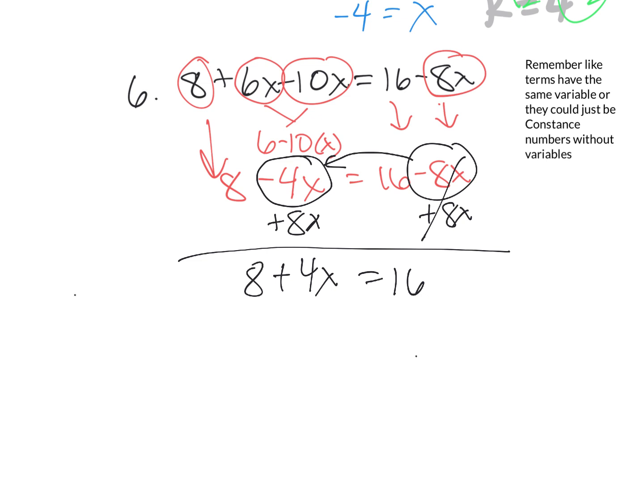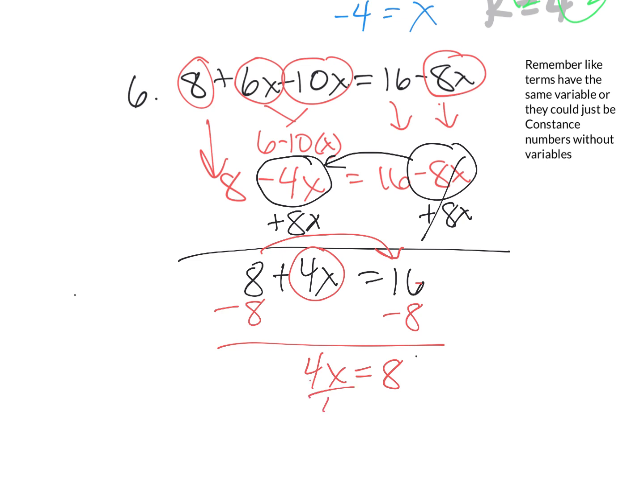Okay. Now I finally have the variable by itself. So I want to move this over. So I want to subtract 8. So I have 4x equals 8, positive 16 and a negative 8. 4 times x, so I'm going to divide by 4. 4 divided by 4 is 1, so we get x equals 2.